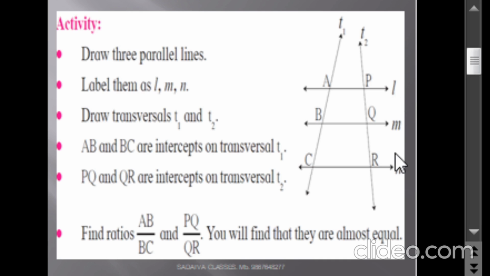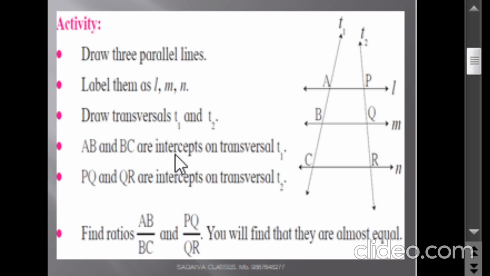Parallel lines L, M, N. Parallel lines are the lines that do not intersect each other at any point. So label them as L, M, N. Then you have to draw transversals, transversal T1 and transversal T2.